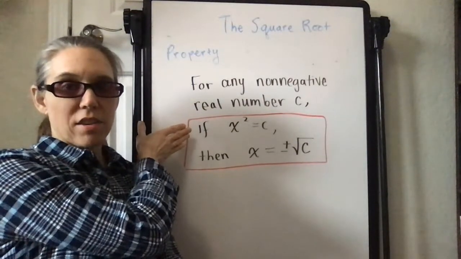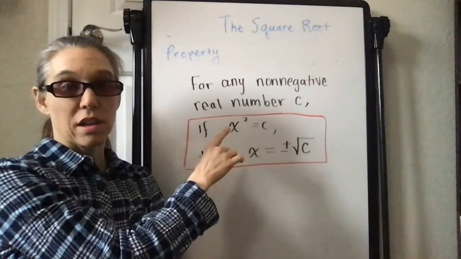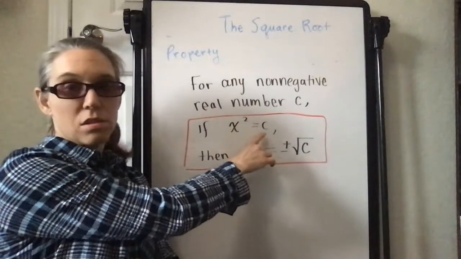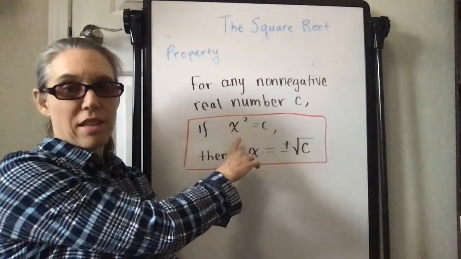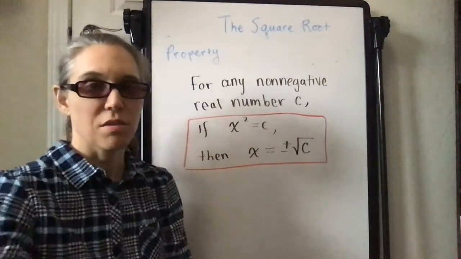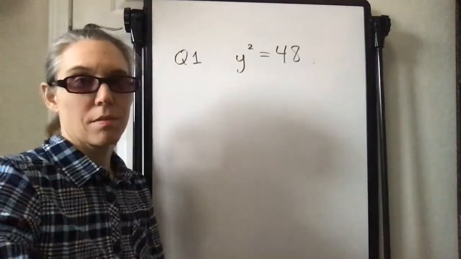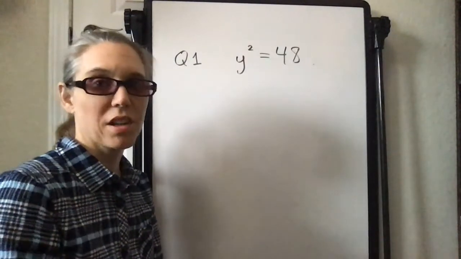So what we're going to have is a variable or an expression squared equal to a number, some non-negative real number, and once you have that set up, then you can take the square root of both sides. So let's start with a really simple example, which will be question 1 from MyOpenMath. Okay, so here we have question 1 from the MyOpenMath homework.